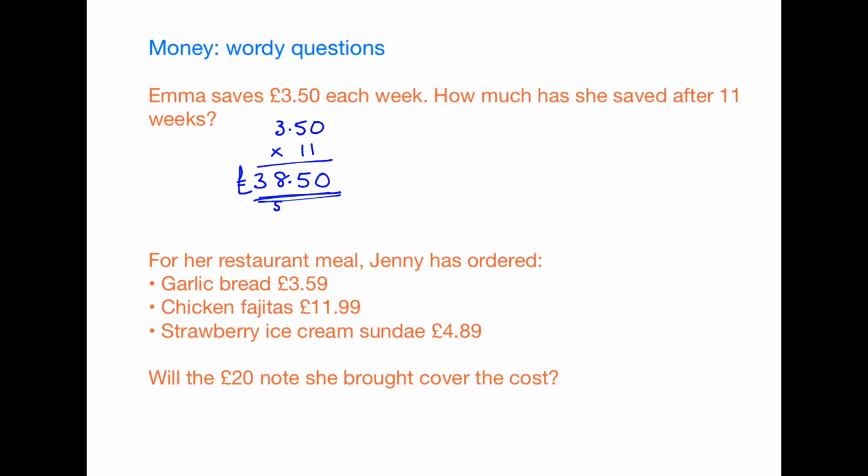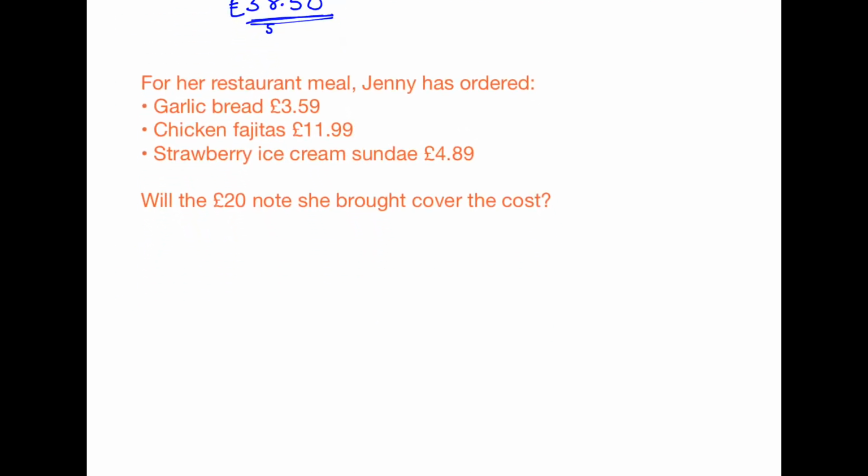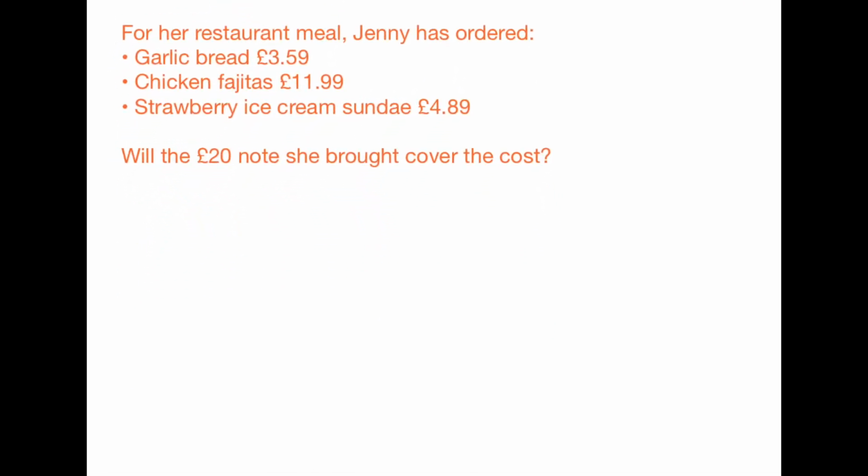Okay, right, next one. For her restaurant meal, Jenny has ordered garlic bread at £3.59, chicken fajitas at £11.99, strawberry ice cream sundae at £4.89. Will the £20 note she brought cover the cost? So we need to work that out, don't we? So this one doesn't need to be an estimate. This one needs to be working it out because we need to know if she's got enough. Okay, so we're going to add up our £3.59 and £11.99 and £4.89.